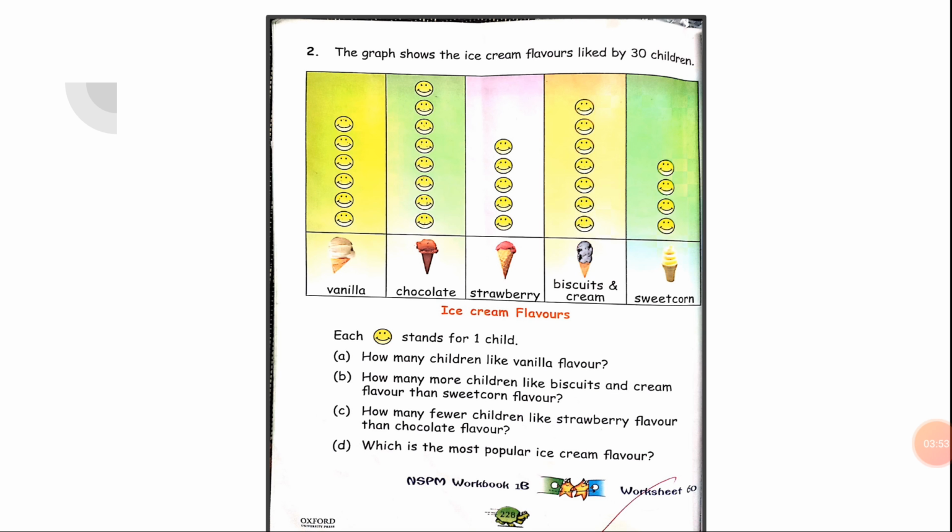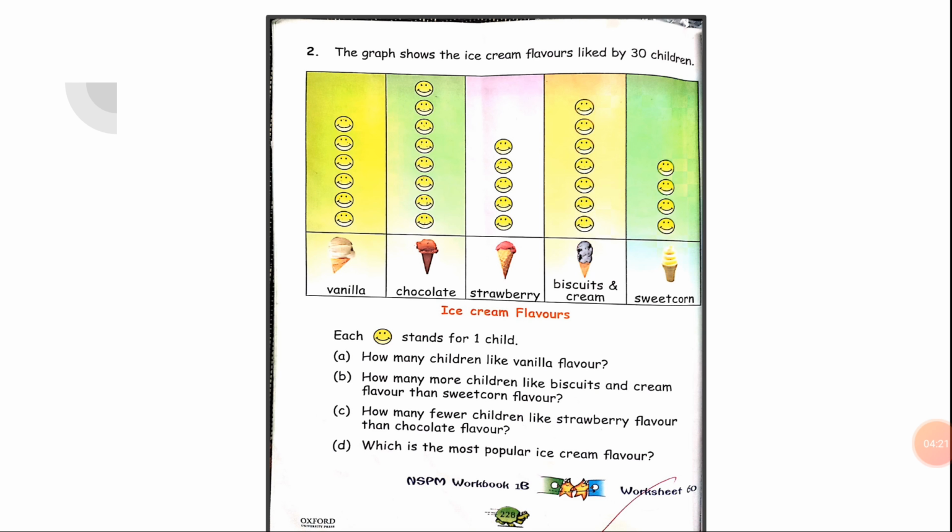Your C part is, how many fewer children like strawberry flavor than chocolate flavor? Chocolate flavor, 8 smileys, so 8 children like the chocolate flavor. Strawberry flavor, 5 children like. So 8 minus 5 is 3. So your answer is 3.